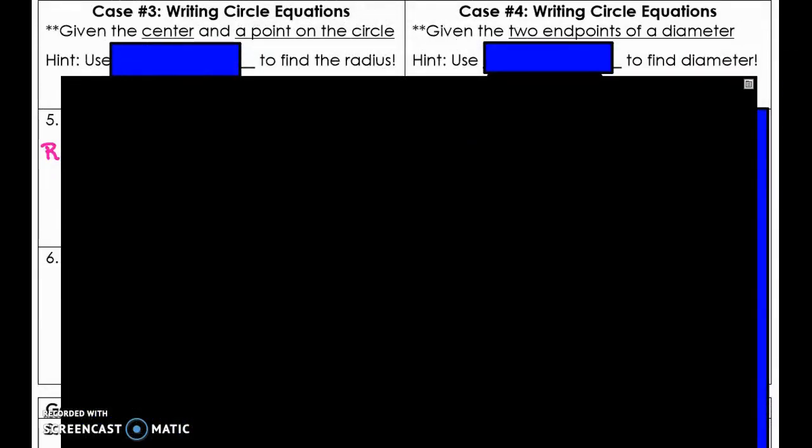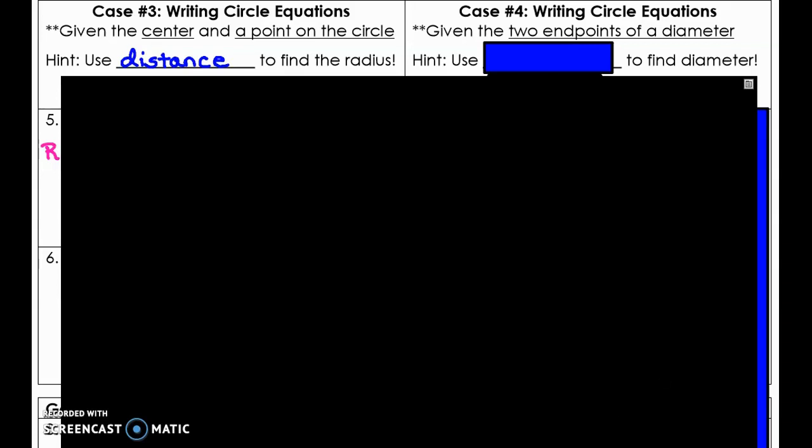Now we're going to look at case number 3, where we have to write an equation of a circle given the center and a point on the circle. You'll notice in these two examples that we do not have the radius right away, we'll have to solve for it, but that's easy enough because the radius is just the length or distance between the center of the circle to any point on the circle.